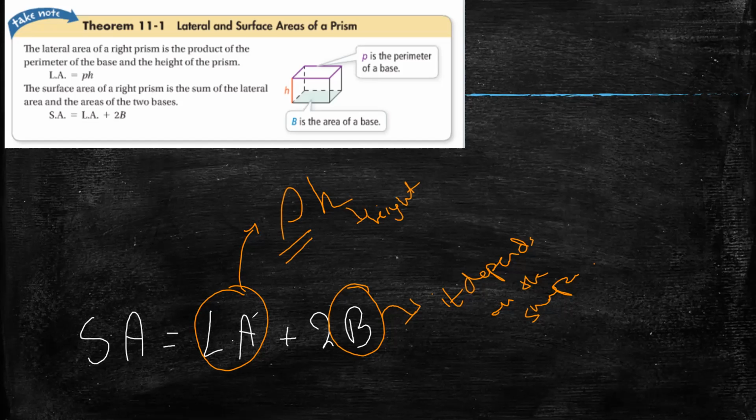So to find the surface area, we need to find the lateral area plus 2 times the area of the bases, because the surface area is a summation of the areas of the lateral faces plus the areas of the two bases.